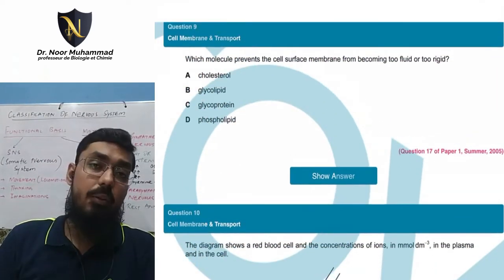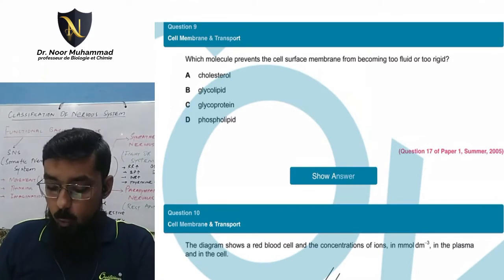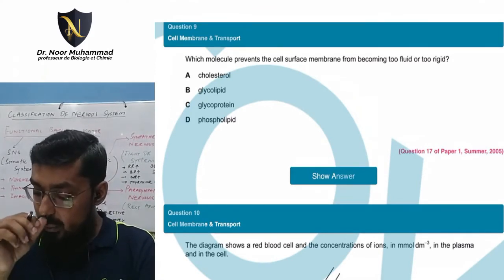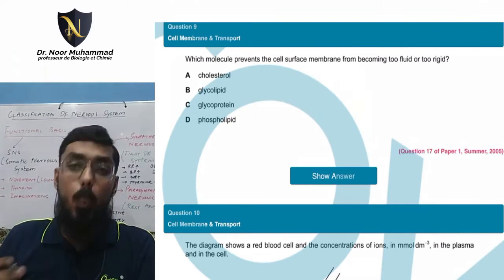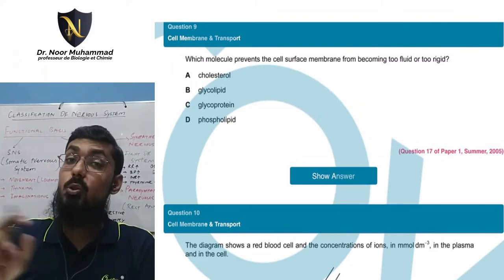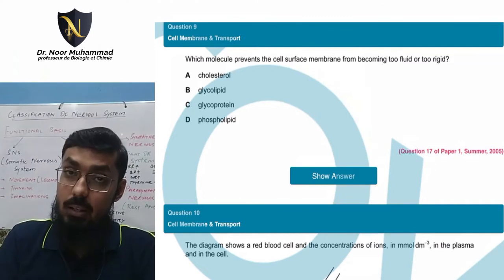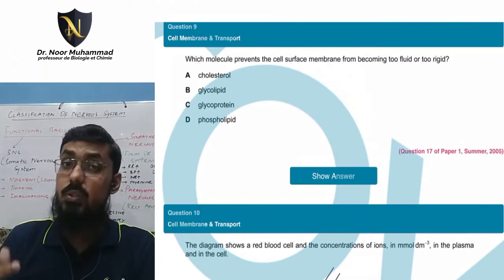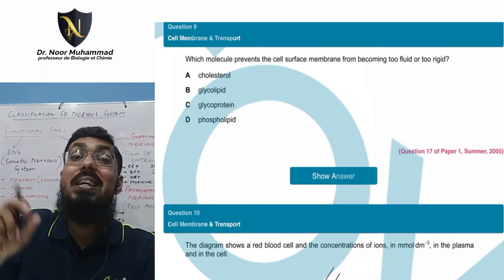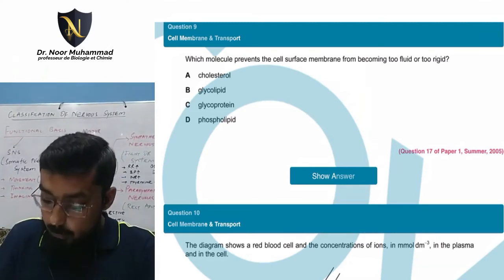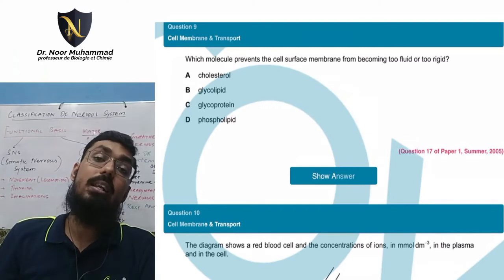This question is again from chapter number 4. Which molecules prevent the cell surface membrane from becoming too fluid or too rigid? This is interesting because you know that fluidity is controlled by which molecule, but यहाँ जो question है वो कुछ और ही पूछ रहा है. Question में क्या पूछा जा रहा है कि which molecule prevents the cell surface membrane from becoming too fluid or too tight. ना ज़्यादा फ्लूइड ना ज़्यादा टाइट.